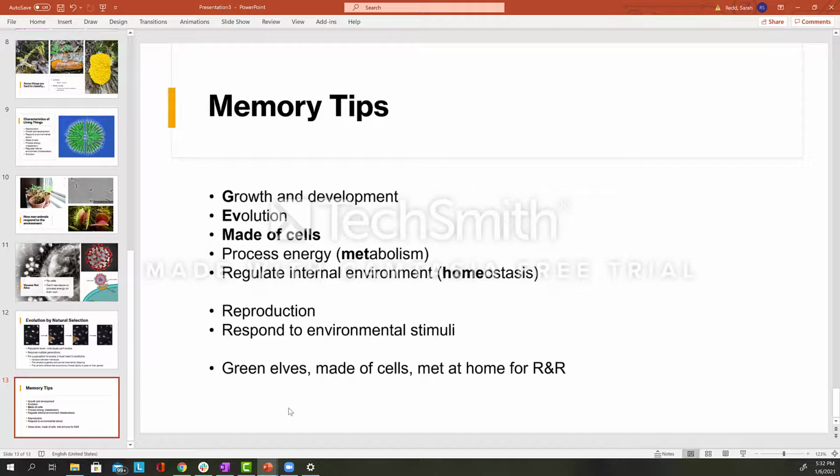And if you're thinking about what kinds of questions you might see on a future quiz about things like this, you might get some multiple choice questions like choose all of these things that are characteristics of all living things, or which of these kinds of organisms is not alive, or things like that. So hopefully this helps a little bit.